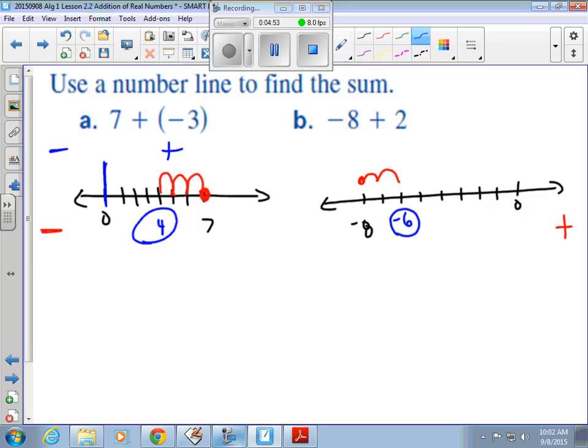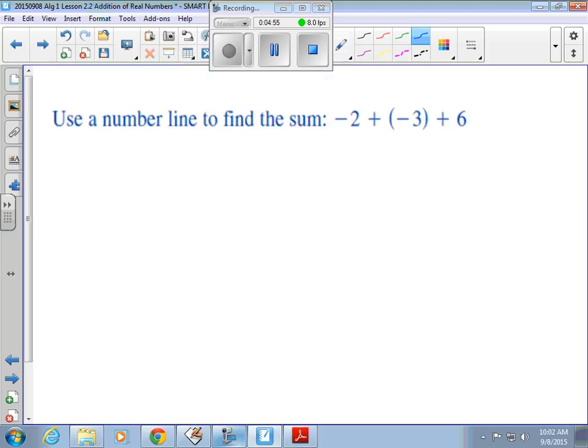Let's do one more with two different operations. Use the number line to find the sum. -3 plus -2 plus -3 plus 6. Let's take about 45 seconds on that one.